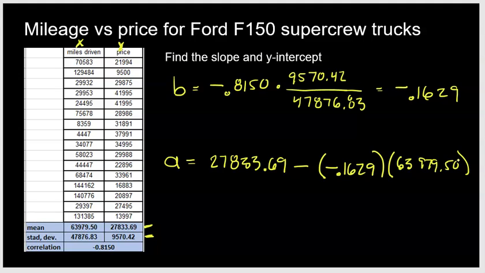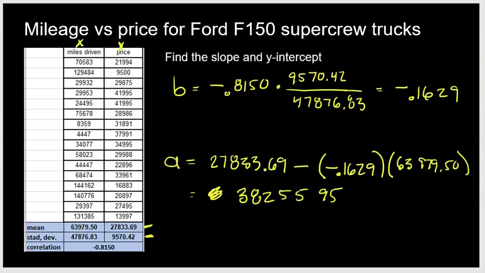So I'm going to go ahead and type this in: 27833.69 minus -0.1629 times 63979.50. And I get 38,255.95. All right, now, I do want to tell you something real quick.